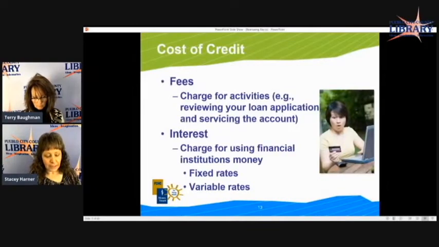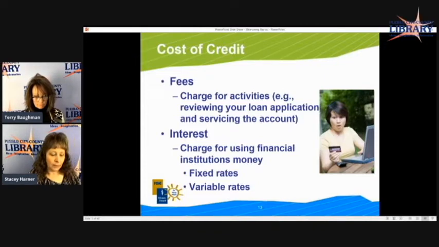So let's look at the cost of credit. Fees are charges for activities like reviewing your loan application and servicing the account. Interest is a charge for using a financial institution's money. There are fixed rates or variable rates.